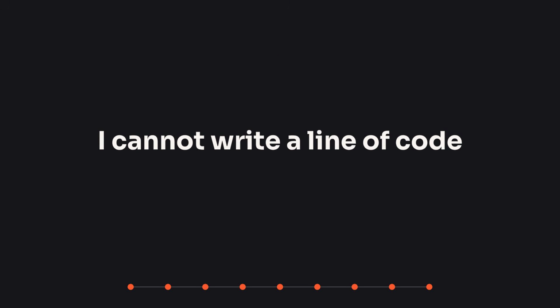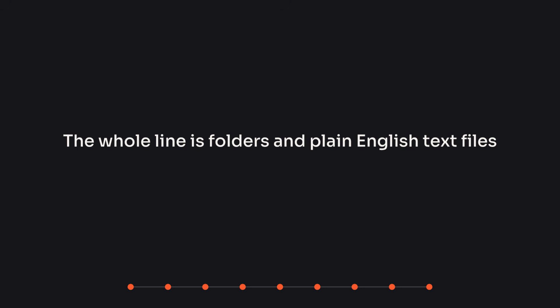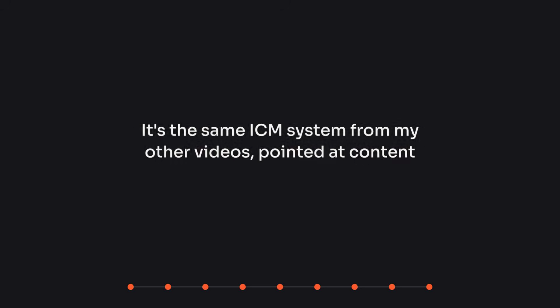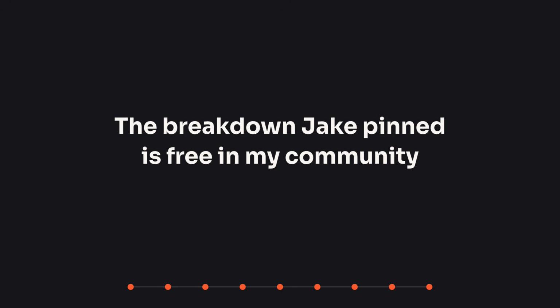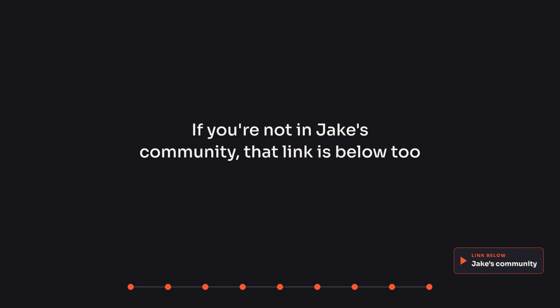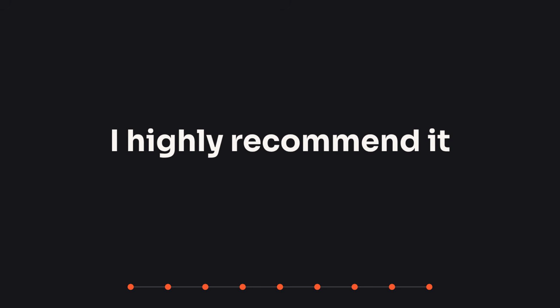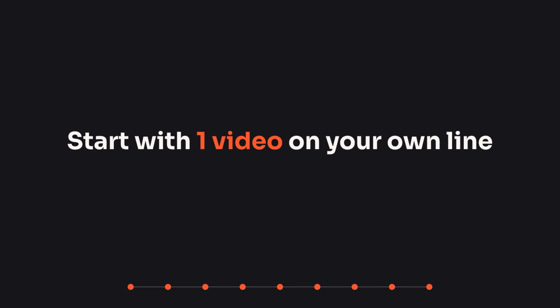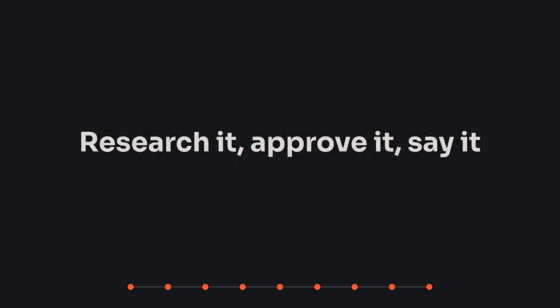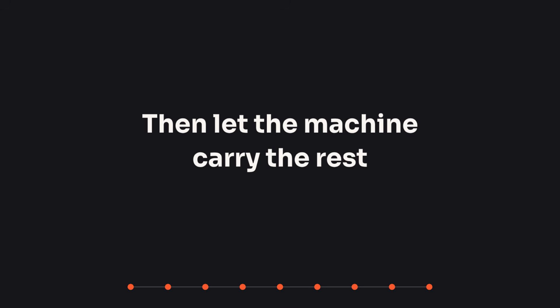I cannot write a line of code. The whole line is folders and plain English text files. It's the same ICM system from my other videos, pointed at content. The breakdown Jake pinned is free in my community. If you're not in Jake's community, that link is below too. I highly recommend it. Start with one video on your own line. Research it, approve it, say it. Then let the machine carry the rest.